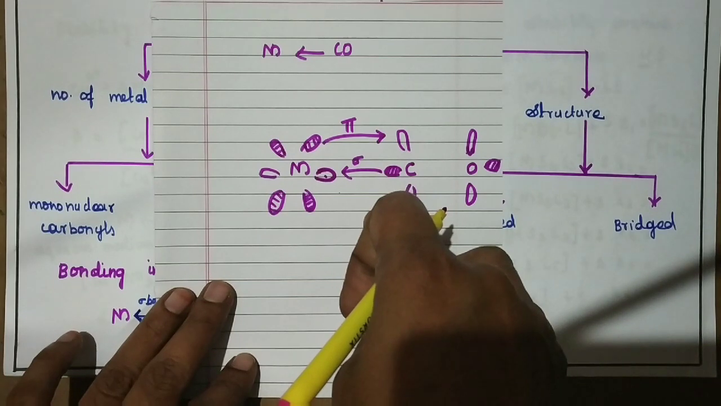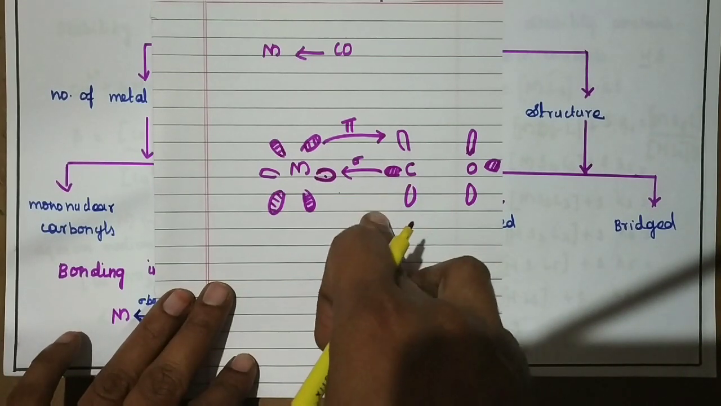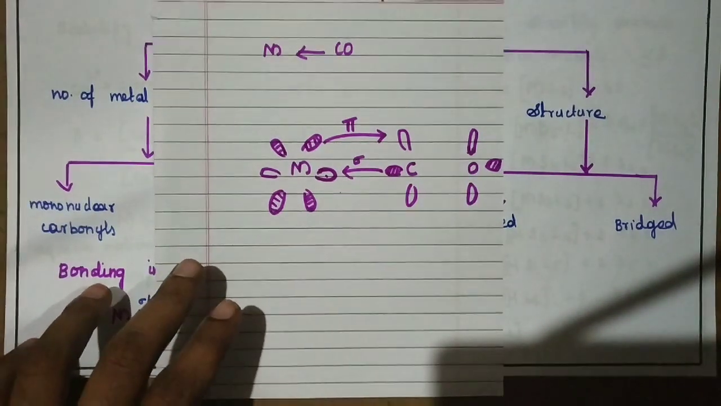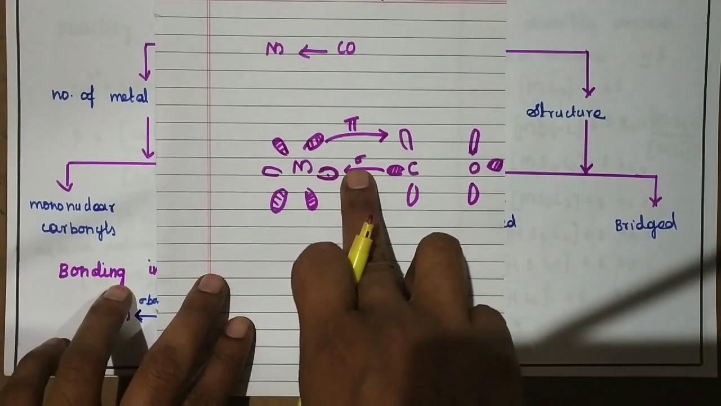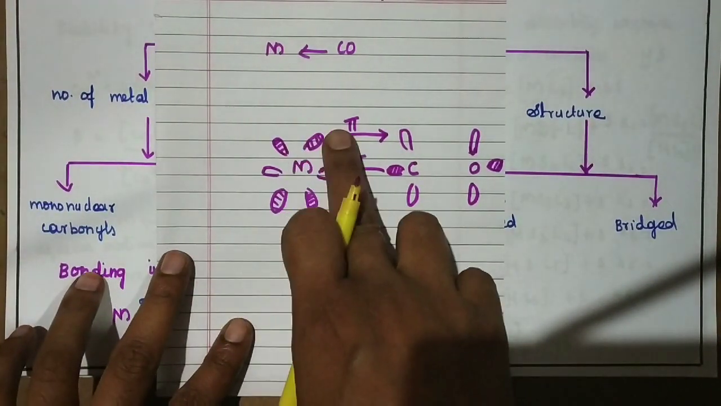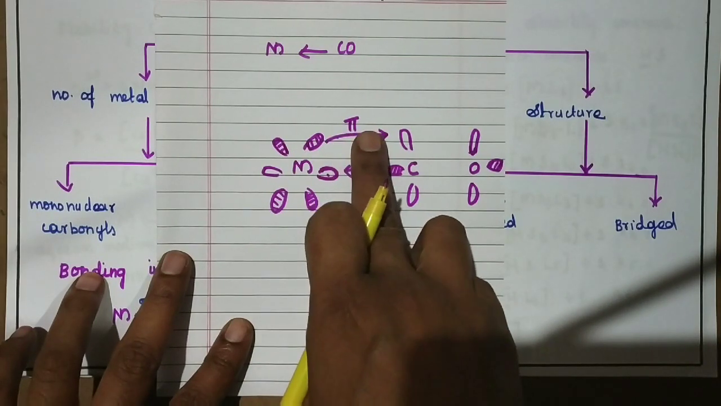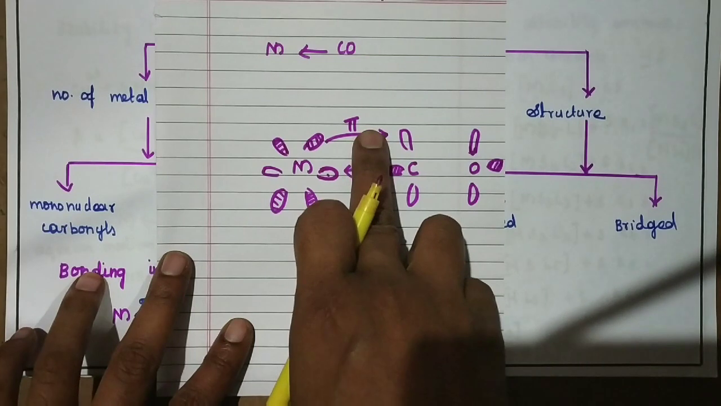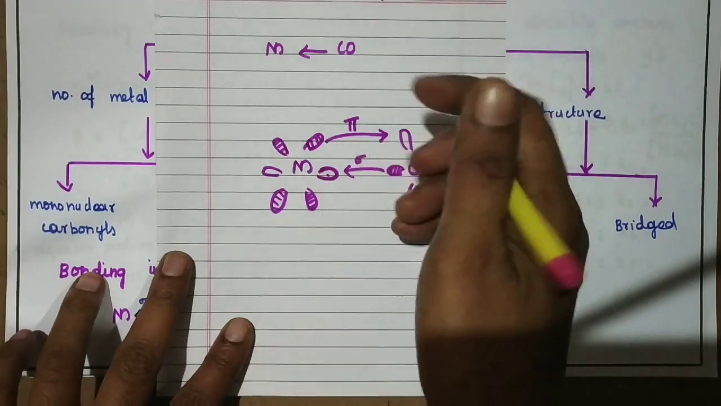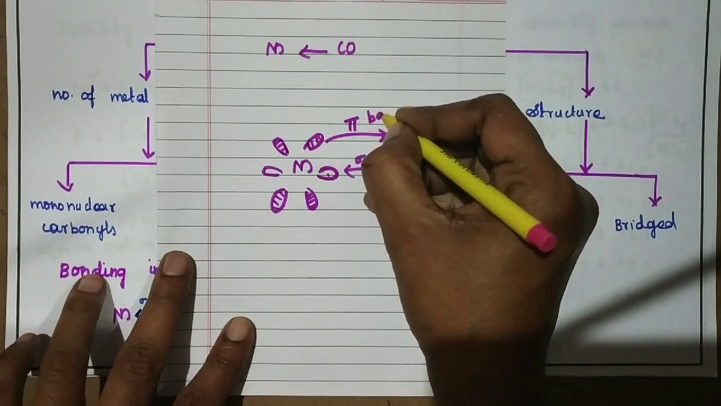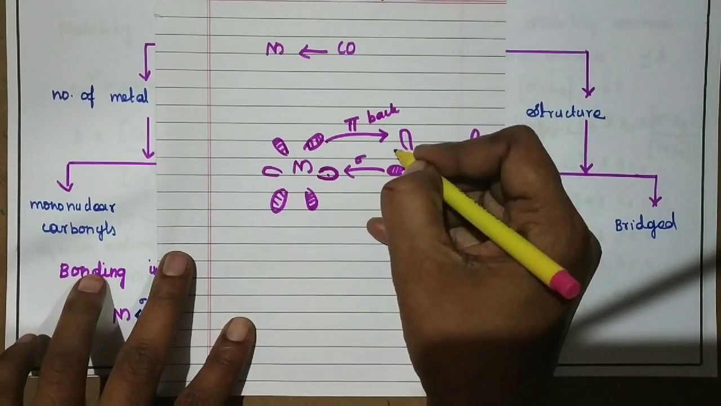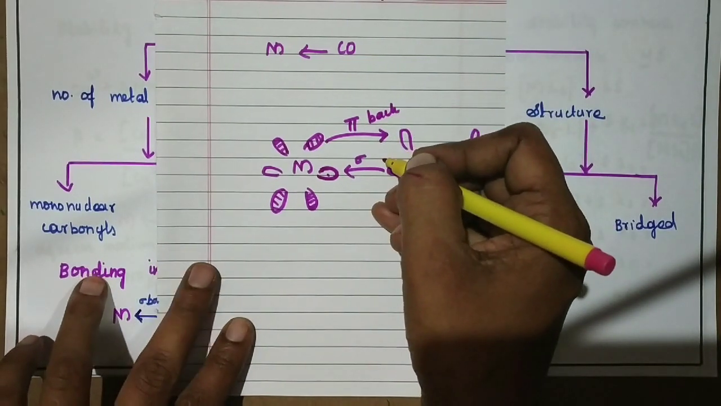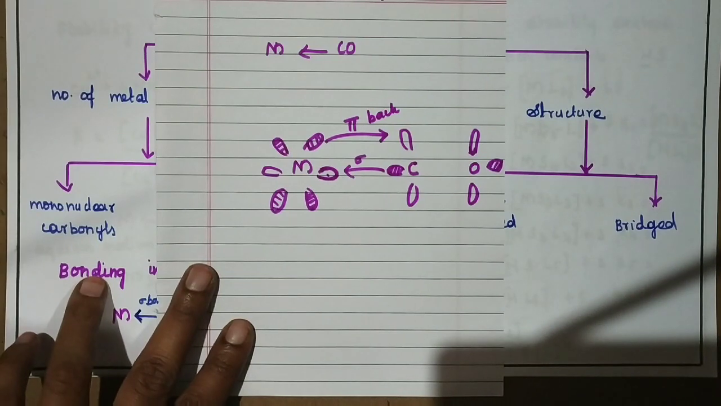Otherwise, there is a sigma forward bond and a pi back bond. That means the electrons go back to the ligands. That is the pi back bond and the sigma forward bond. Okay students, have you understood? Thank you.